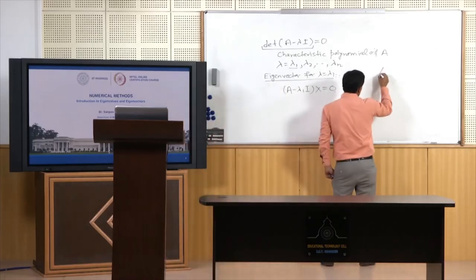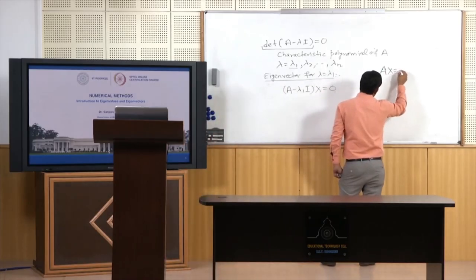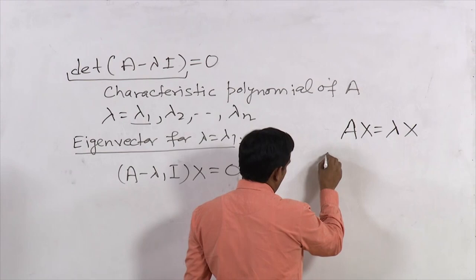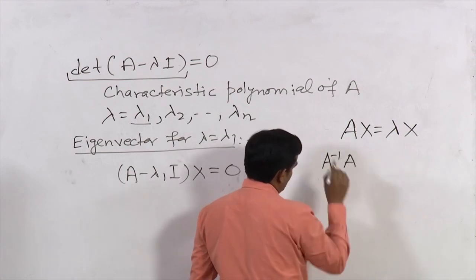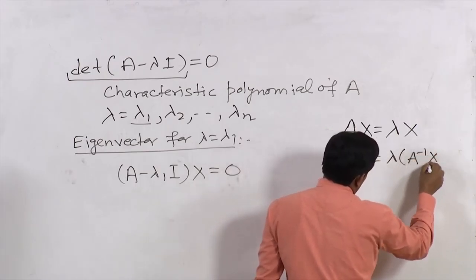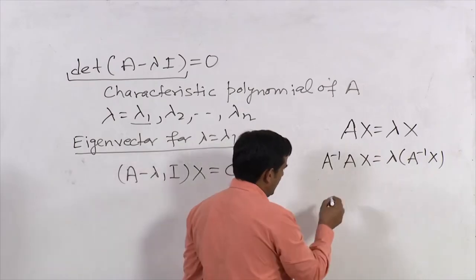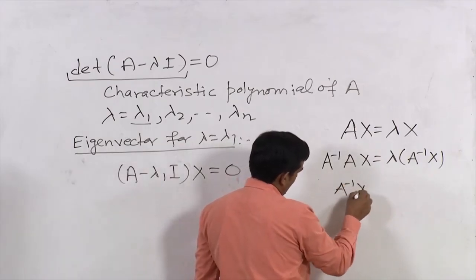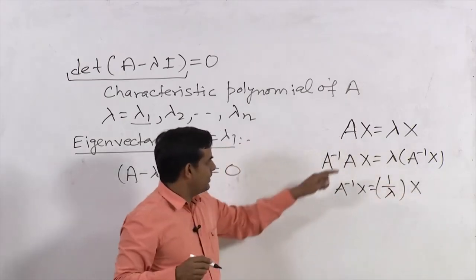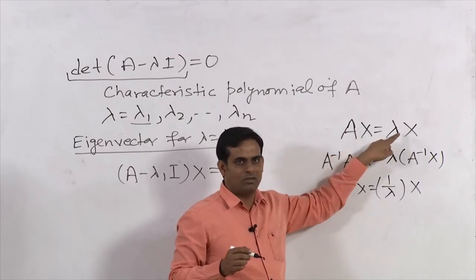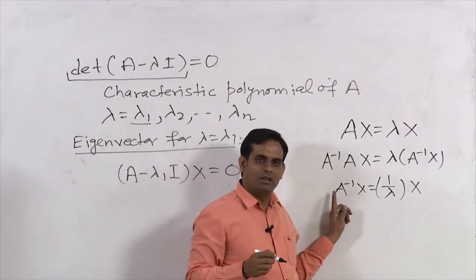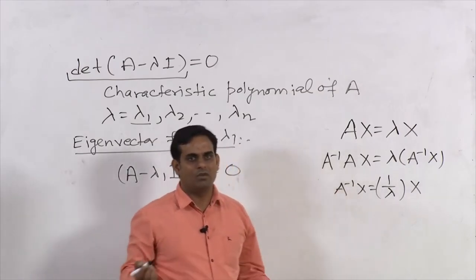Suppose you have a matrix A X equals lambda X. Now, what do you do? Multiply both sides by A inverse, if A inverse exists. So A inverse A X will become lambda times A inverse X, and from here I can write A inverse X equals 1 upon lambda into X. So, if X is an eigenvector of A corresponding to eigenvalue lambda, then X will also be an eigenvector of A inverse corresponding to eigenvalue 1 upon lambda.